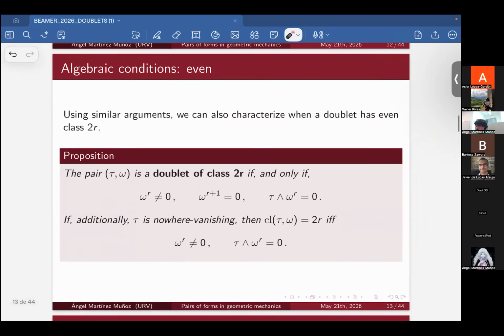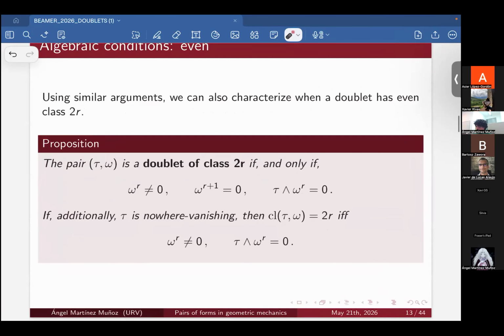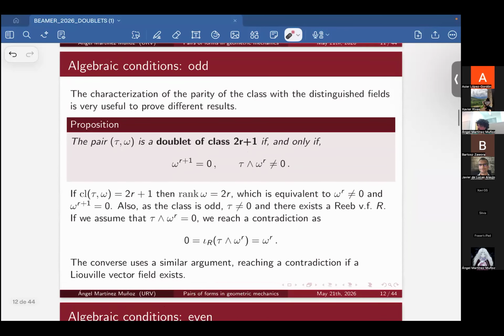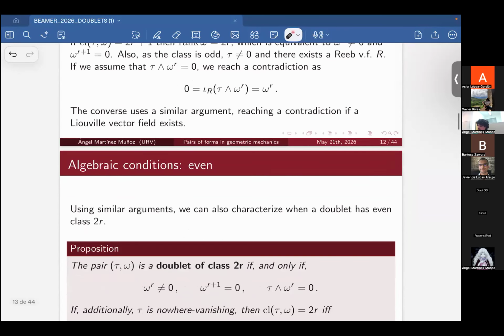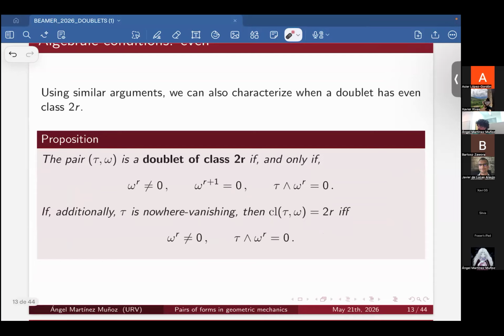Using similar arguments, you can also give a characterization of when a doublet has even class. Let me just tell you that a doublet has even class 2r if and only if you have these conditions here. As you can see, these are the two conditions of the rank of omega being 2r, and then this condition is similar to the one we found in the odd case, telling you basically that tau is in the direction of omega.